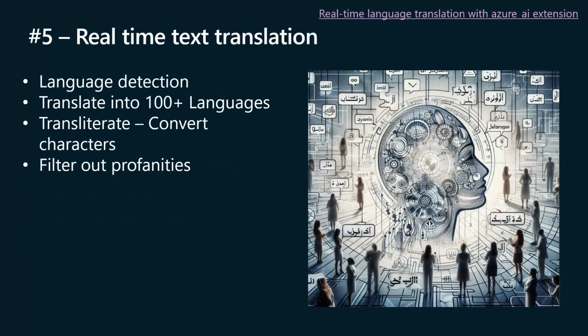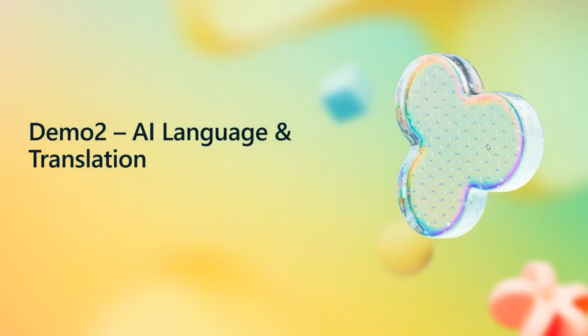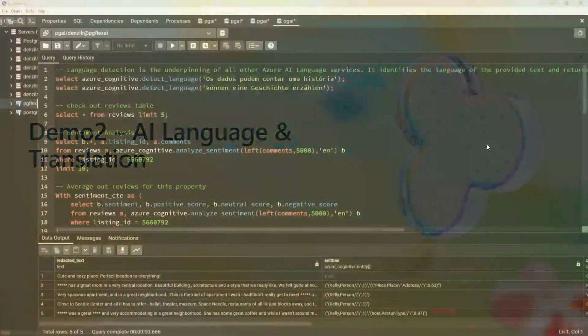And the next, fifth thing we'll look at is real-time text translation. In real-time text translation, again, we detect the language automatically. We are able to translate in 100-plus languages, and we are able to transliterate, which means it's more of a conversion of characters into a different language rather than literal translation of sentences. And then there's other functionality such as filtering out profanities and the like. So let's look at a demo of Azure AI language services and translation at play.